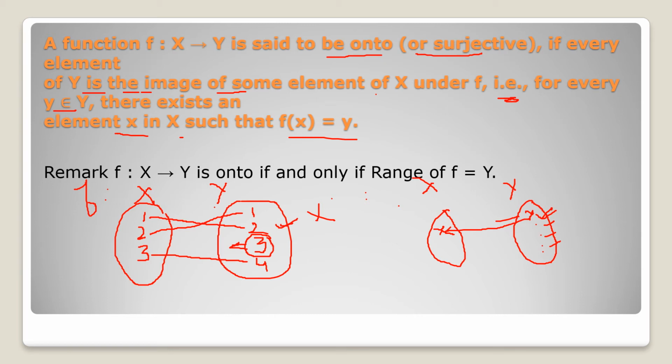Each element will have some pre-image such that when we apply the function on this x, we get the image of that element. So basically what does it mean? It means for every element in Y there must be a pre-image, or we can say for every y belongs to Y there must be an x in X such that the image of that x is that y. I think this will be clear to you. If you have any doubt, then you can ask me.